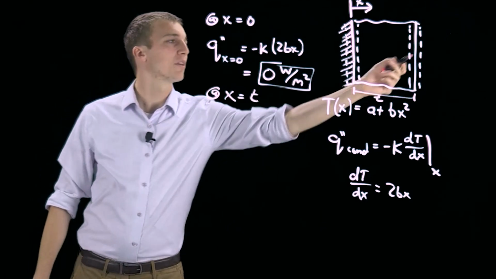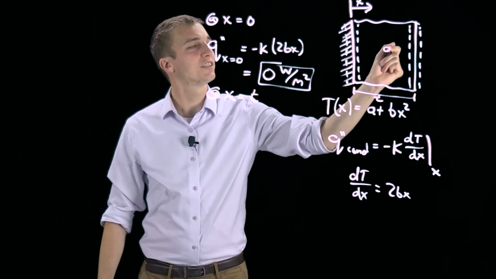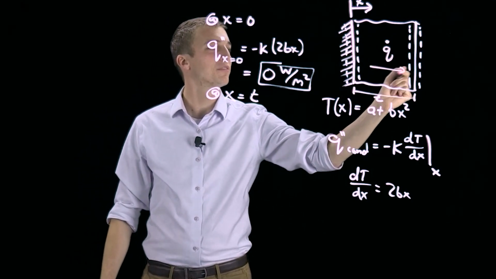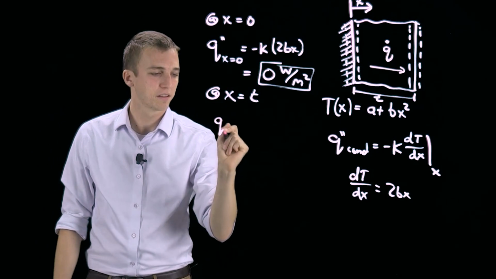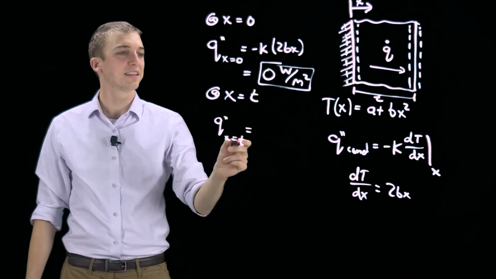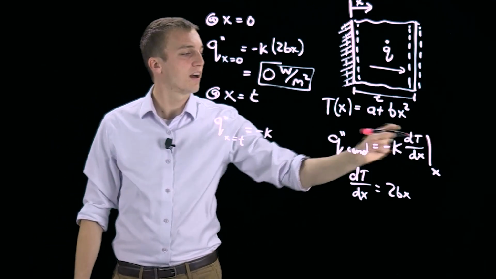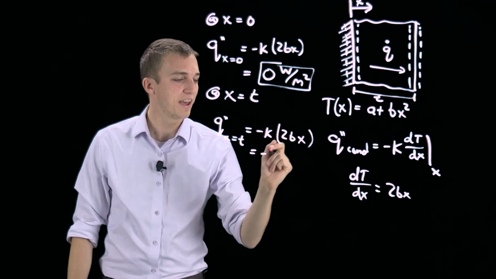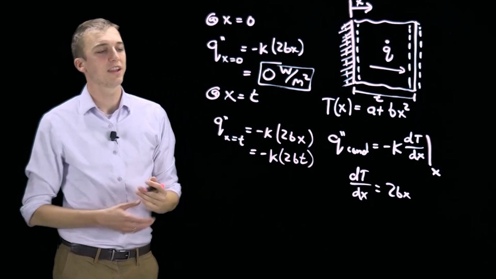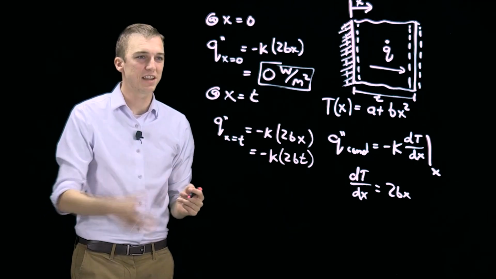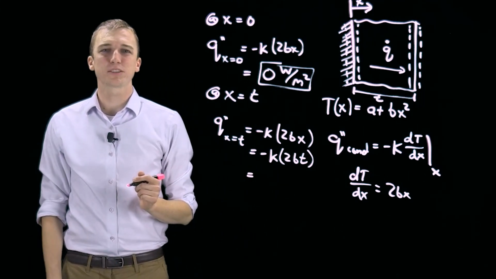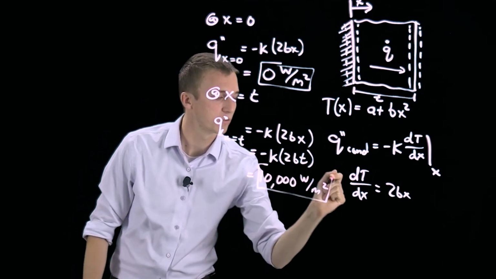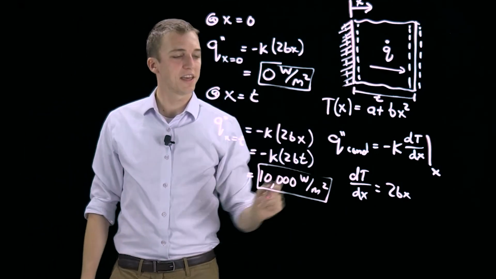Now, it won't be quite so simple when we go to x equals t, or the rightmost surface of the wall. Since we have heat generation inside of our wall, and this is insulated, all of the heat that is generated in here is going to move this direction and leave out that surface. Okay, so our heat flux at x equals t, again using Fourier's law of heat conduction, is going to be that expression, but now instead of x, we're going to plug in t. Using our values of k and b and t, we can plug all those in, and when we evaluate that expression, remembering that b is a negative number, we get 10,000 watts per meters squared. Okay, so we had 0 at the left wall, 10,000 at the right wall.